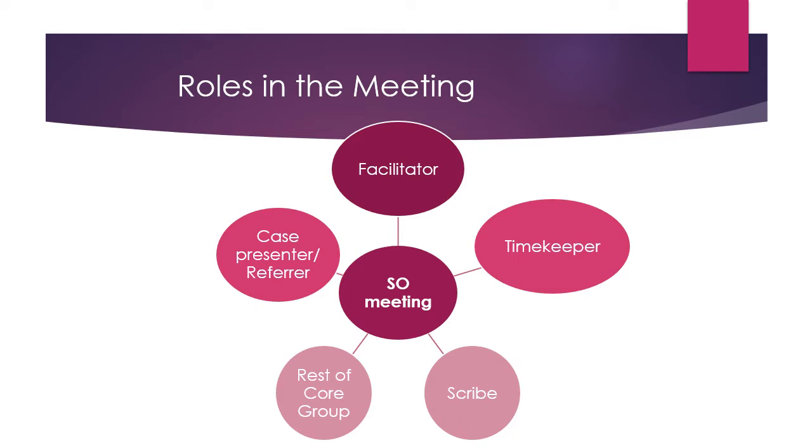Thirdly, the timekeeper will make sure the allocated timings for each section of the solution-oriented meeting are followed, usually giving a 1-minute warning when allocated time for describing risks or strengths is nearly up. More condensed timings might be agreed if there are a lot of referrals to be covered in one JST meeting.